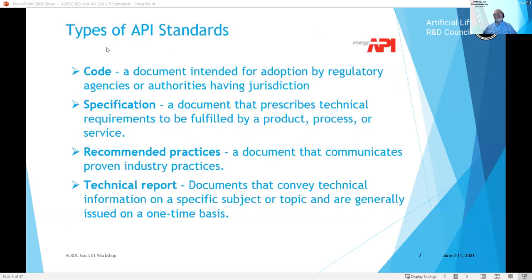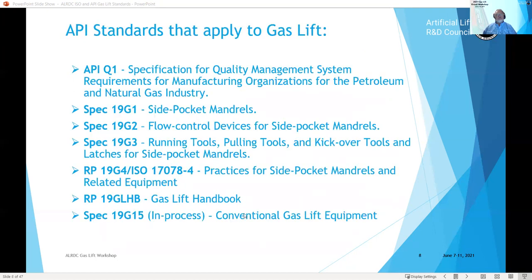So API has several different types of standards. They are code, a document intended for adoption by regulatory agencies or authorities having jurisdiction. A specification, a document that prescribes technical requirements to be fulfilled by a product, process, or service. Recommended practices, a document that communicates proven industry practices. A technical report, documents that convey technical information on a specific subject or topic and are generally issued on a one-time basis.